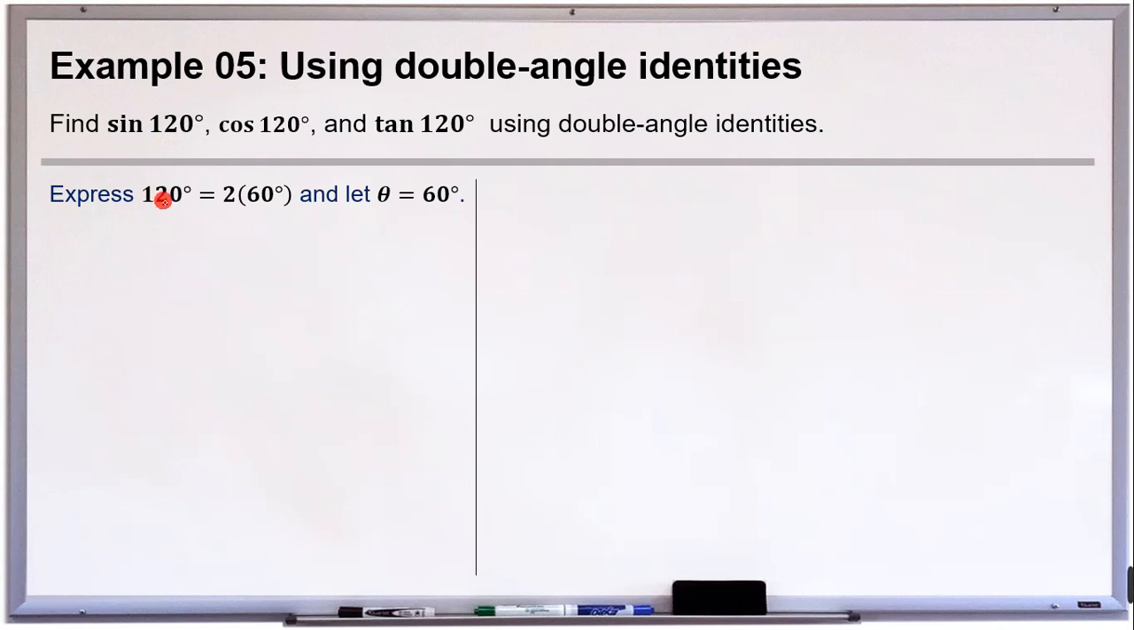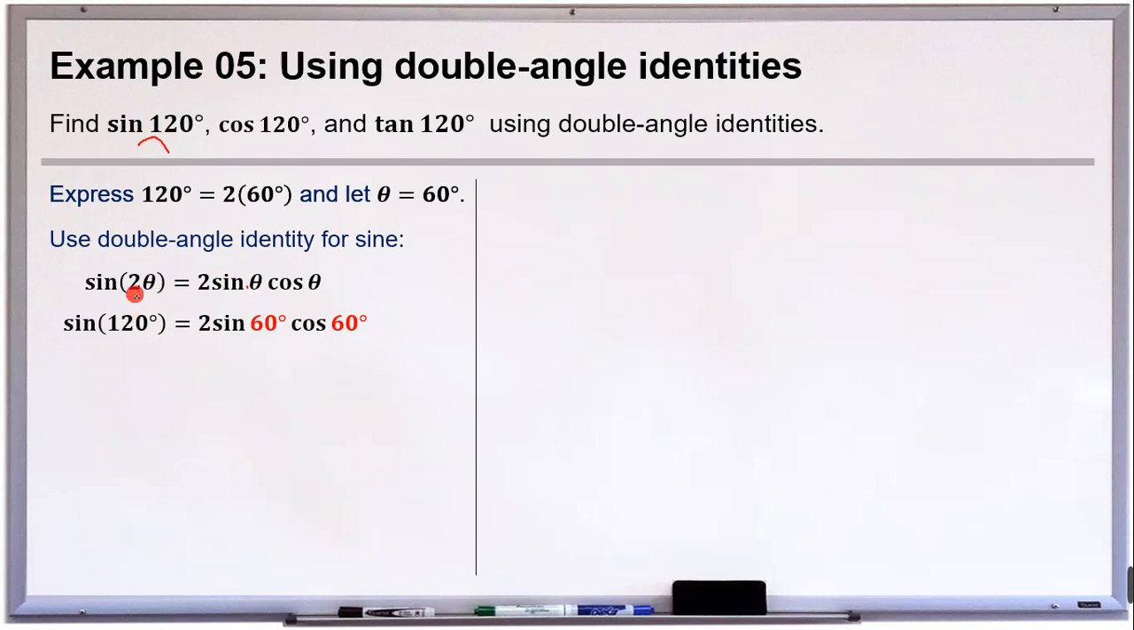So we all know that 120 degrees can be expressed as twice of 60 degrees. And we're going to let theta equal to 60 degrees so that we have 2 theta. And that is for the double angle. Next, we are going to use the double angle identity starting with sine because we want to know the value for sine 120. So we have sine 2 theta is equal to 2 sine theta cosine theta. So sine of 2 times 60, that's sine 120, is equal to 2 sine 60 cosine 60.